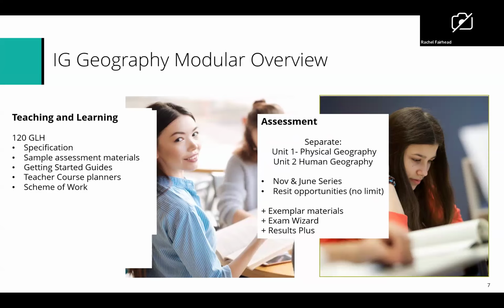The assessment: you've got 2 units. Unit 1 is physical geography. Unit 2 is human geography. It can be sat in the November and June series. Resit opportunities, there's no limit, but the best 2 grades of your most recent sits are what are taken, cashed in. You've also got exemplar materials, Exam Wizard and Results Plus, which will help teachers to analyse and get some granular understanding of how your students have performed.